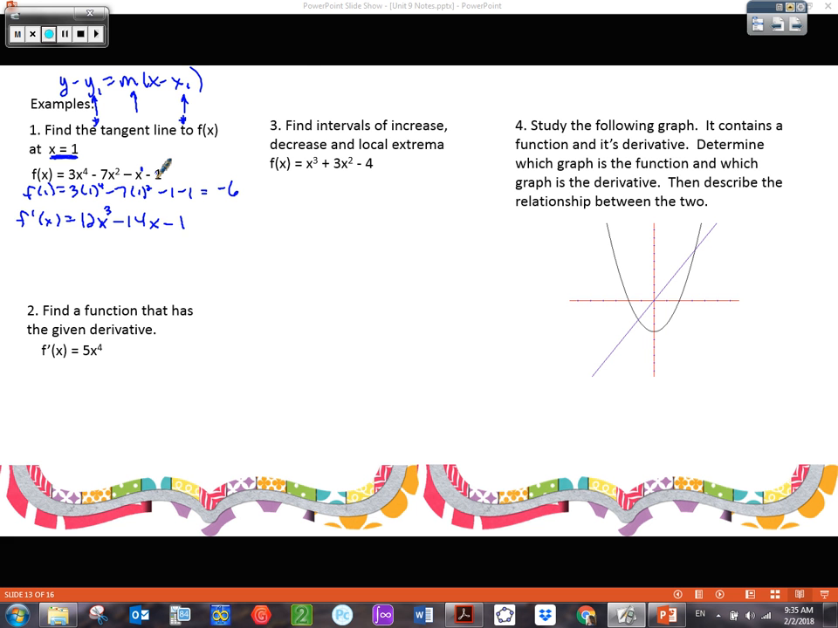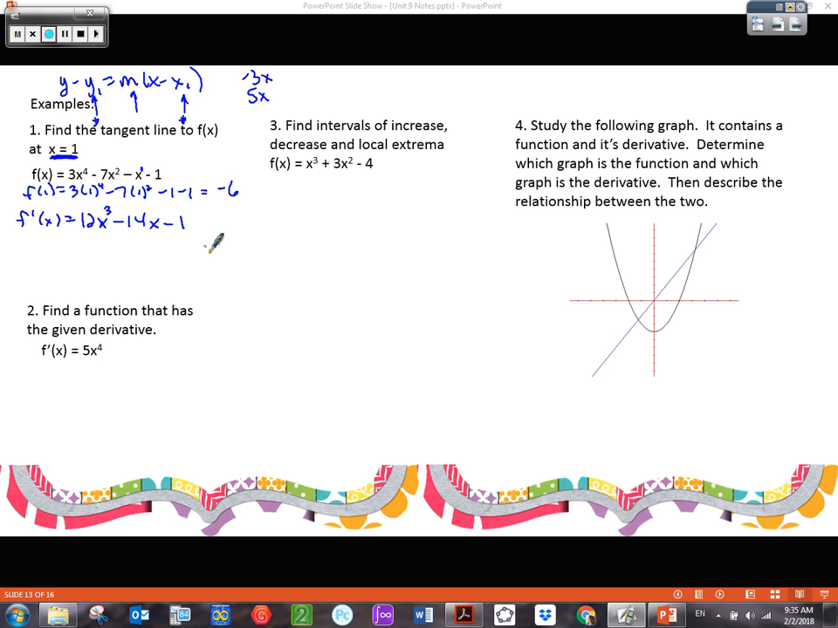What do you think the derivative of 5x is? I take the 1, bring it down. 1 times 5 is 5. 1 minus 1 is 0. x to the 0 is 1. What's the derivative of 5x? 5. What's the derivative of negative 3x? Negative 3. Do we see the pattern? Now, what is the derivative of this constant, negative 1? It's 0.